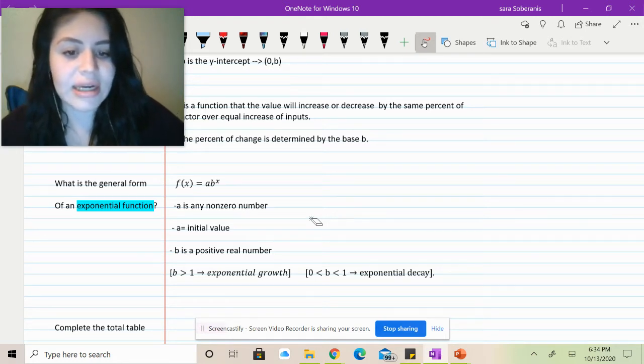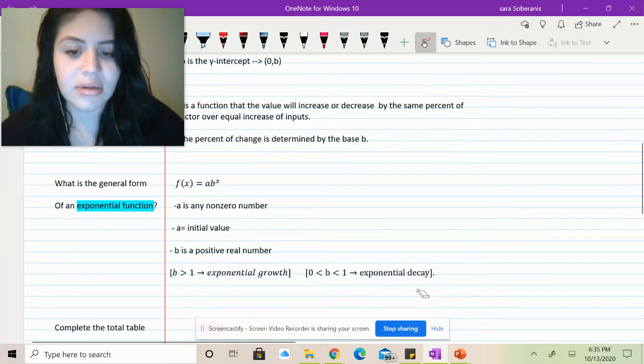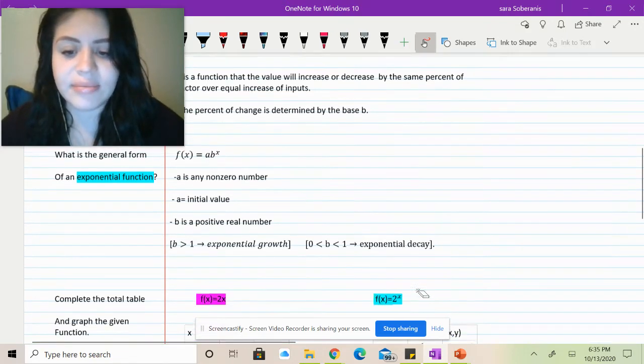Now, we know that exponential growth is when b is greater than 1, and we know exponential decay is when 0 is less than b and b is less than 1.